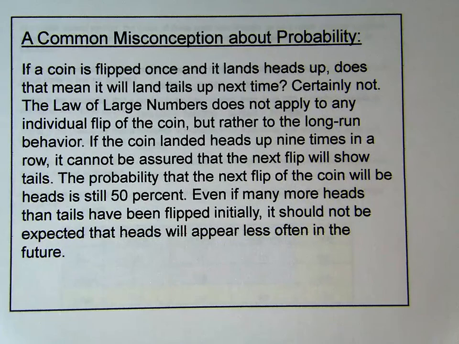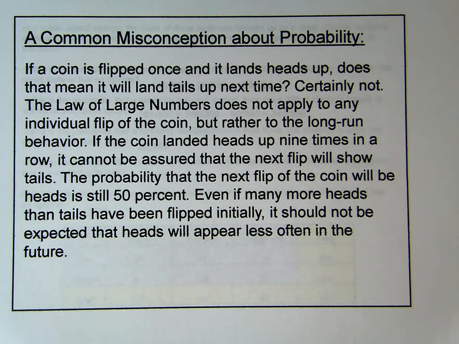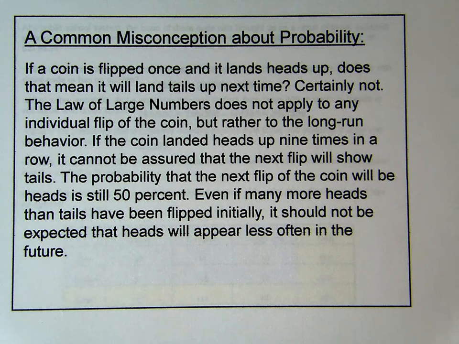And a common misconception, going to a coin example: if a coin is flipped once and it lands heads up, does that mean it will land tails up next time? Because the theoretical probability would say that if you're going to flip it twice, 50-50 chance, 1 heads, 1 tails. Certainly not. The law of large numbers does not apply to any individual flip of the coin, but rather to the long run behavior.